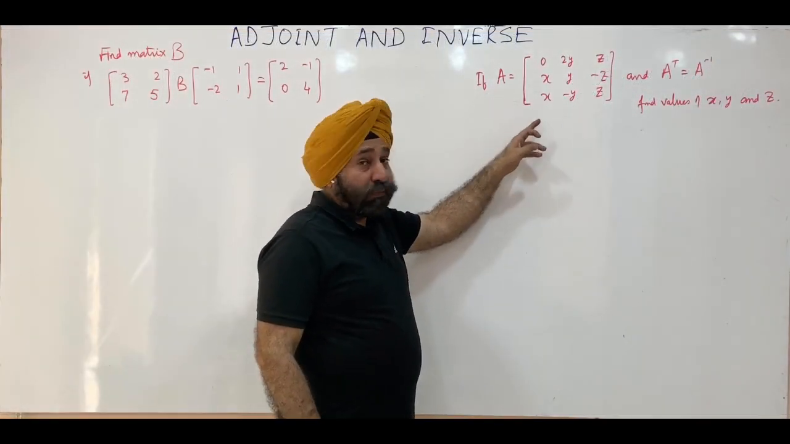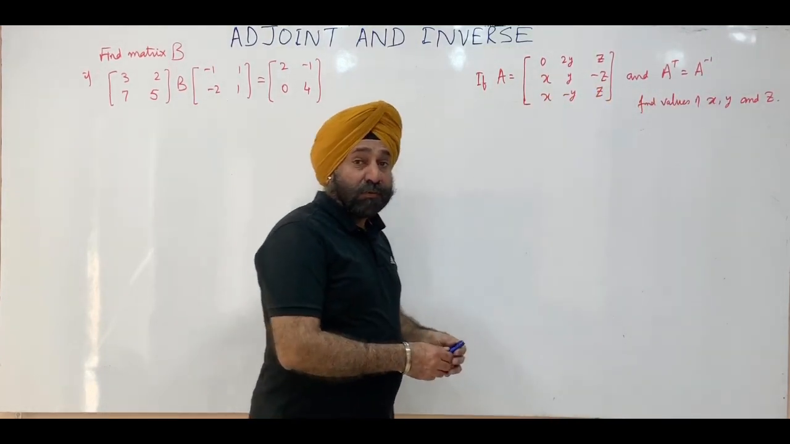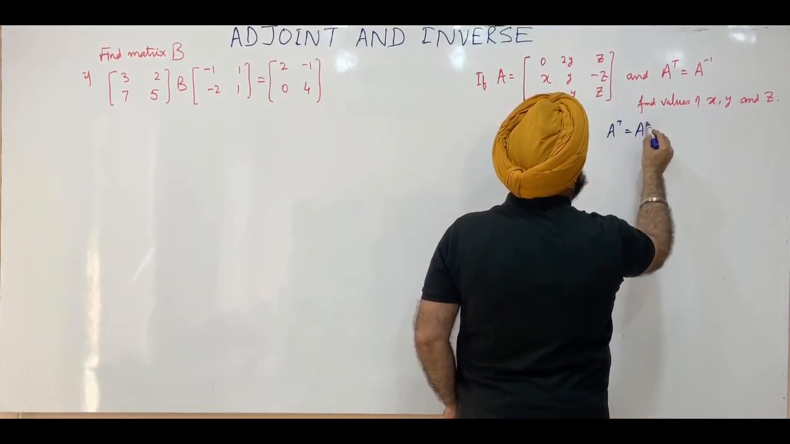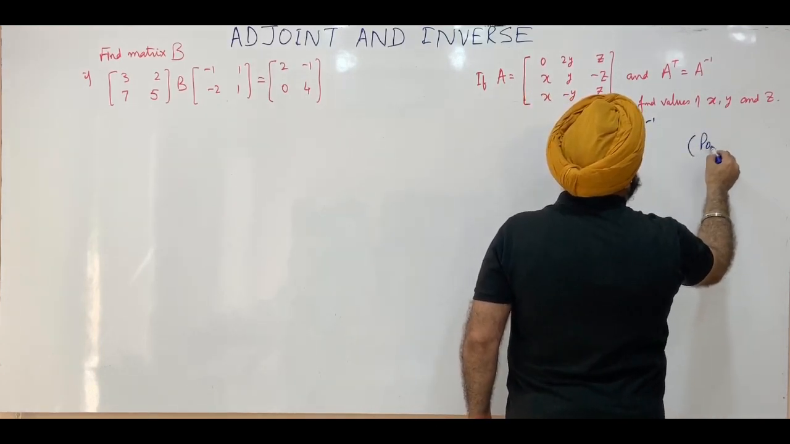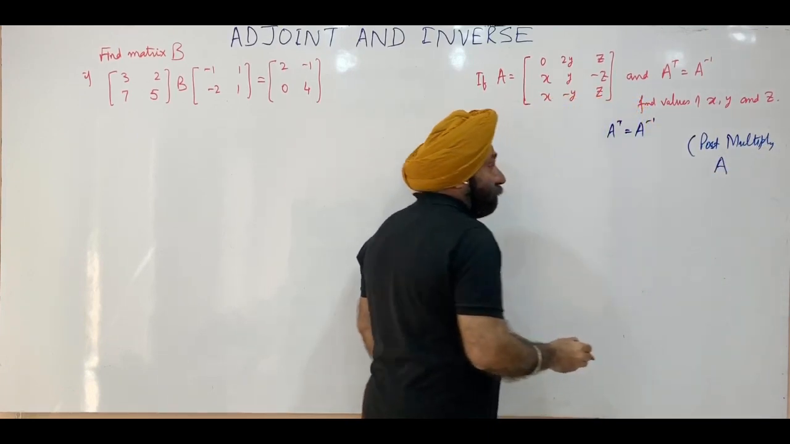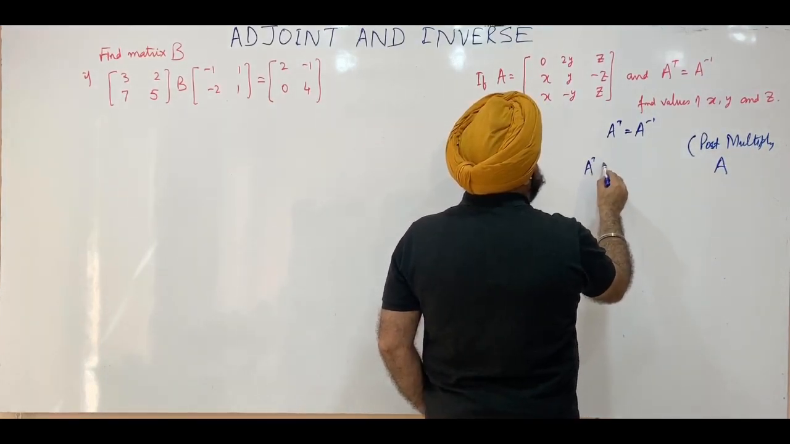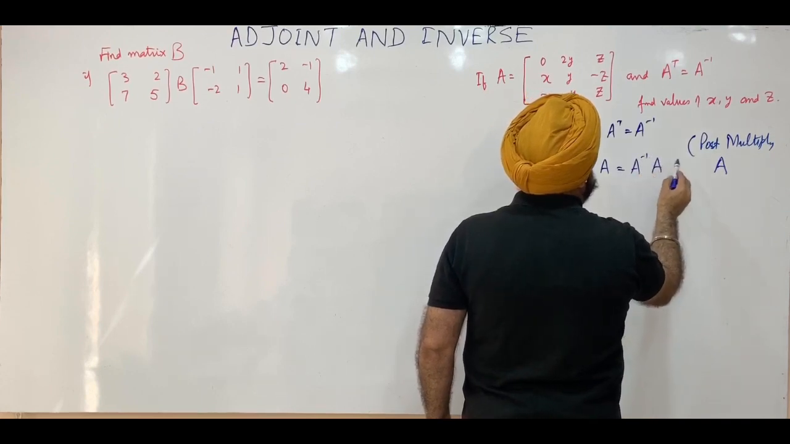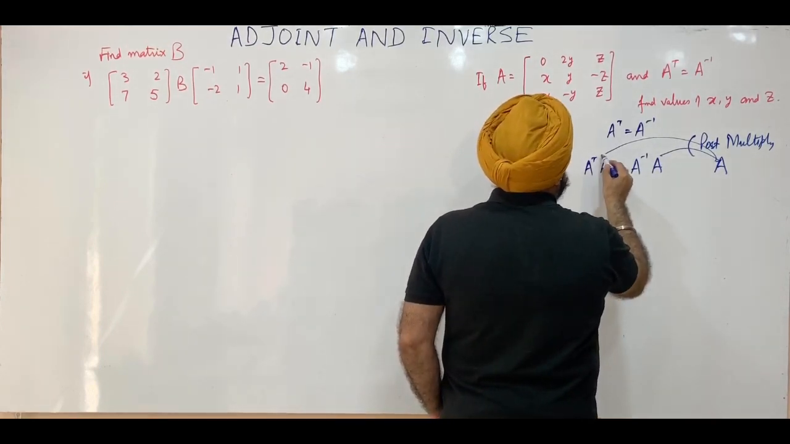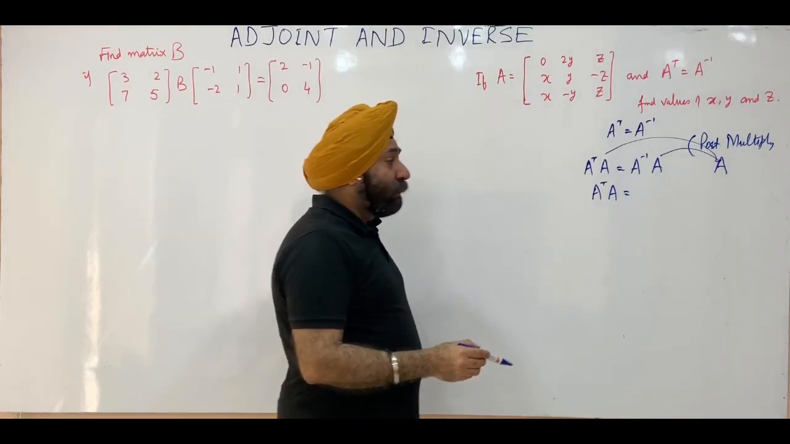Question: A is given, and also given is A transpose is A inverse. We have to find values of x, y, and z. So this is given, A transpose equals A inverse. We post multiply both sides by A. Post multiplication is multiplication to the right of the matrix. That's A transpose into A is A inverse into A. A inverse into A is by definition I.